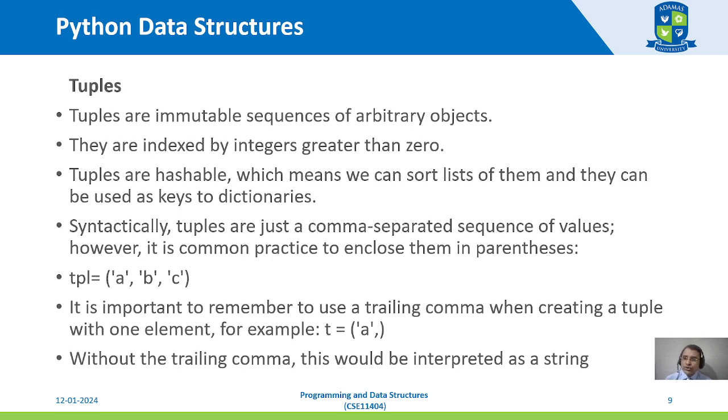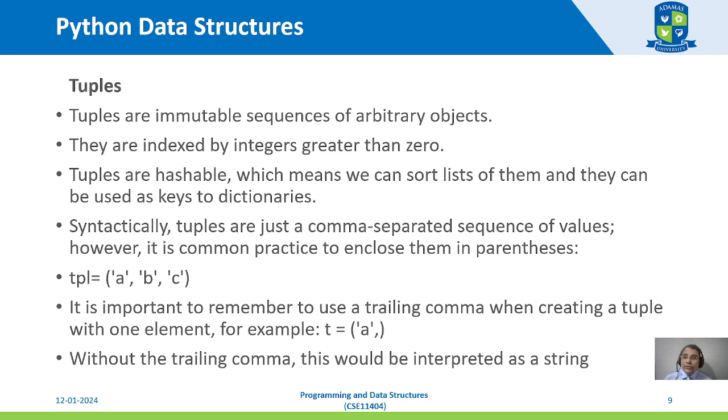Now we talk about tuples. It is also a very frequently used data structure in Python. Tuples are an immutable sequence of binary or arbitrary objects. We talked about arbitrary objects in the previous slide as well: it can contain a number, a string, or any list, or any tuple, or any other dictionary within a tuple. So all these elements we can have in a tuple, and they are indexed from 0.